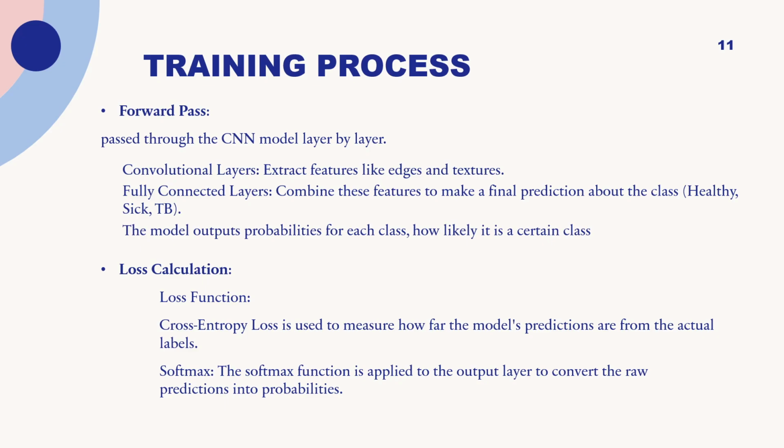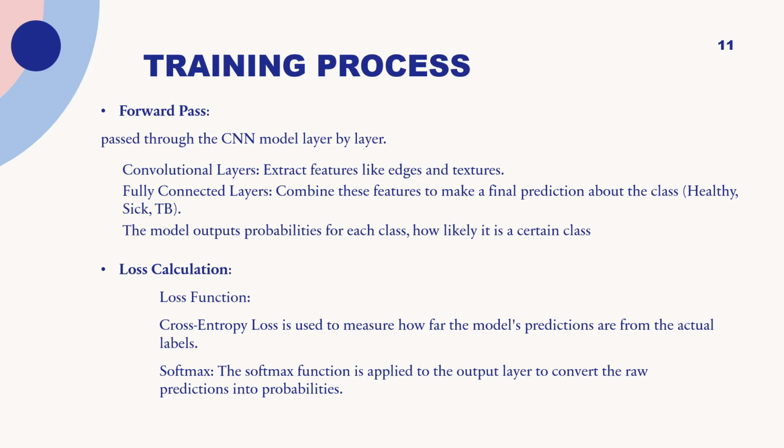So for the training process, during this phase, the input data is passed through the CNN layer by layer. The convolutional layers are where the model extracts essential features from the images, such as edges and textures. This is critical for understanding the visual information present in the chest X-rays. Next, the model moves into the fully connected layers, where it combines the extracted features to make a final prediction about the class, whether the image is classified as healthy, sick, or TB.